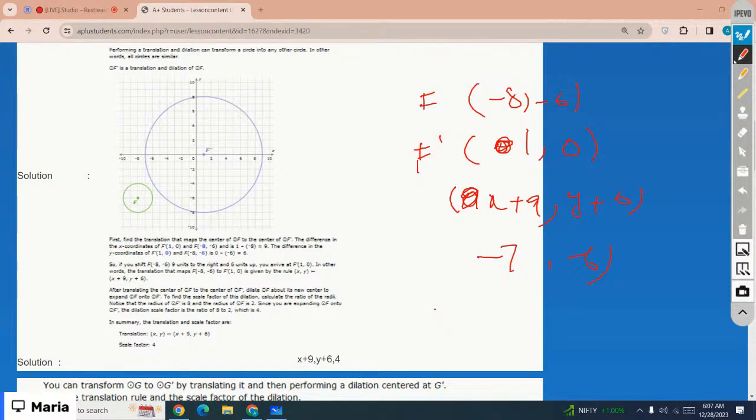To find the scale factor of the dilation, calculate the ratio of the radii. Notice that for F the radius is 2. And for F dash, counting 1, 2, 3, 4, 5, 6, 7, 8, the radius is 8. For the small circle, the radius is 2, and for the greater circle, the radius is 8. So 2 times 4 it is. That means the scale factor is 4, right?